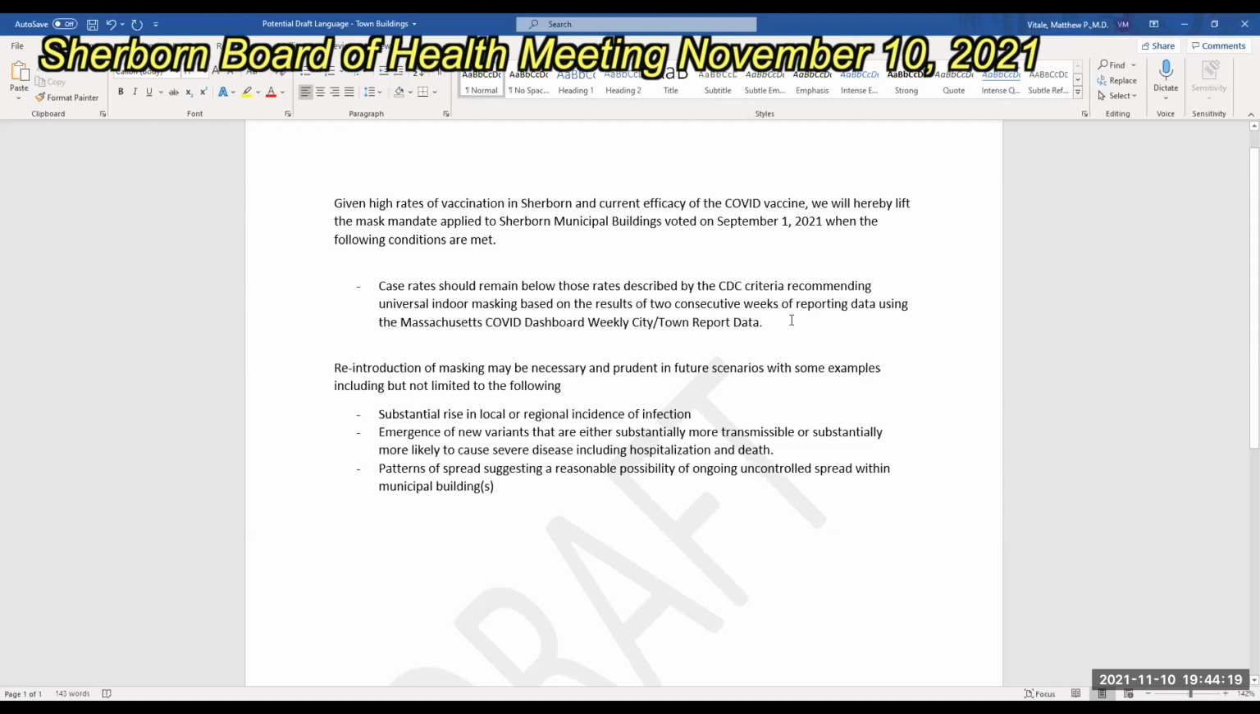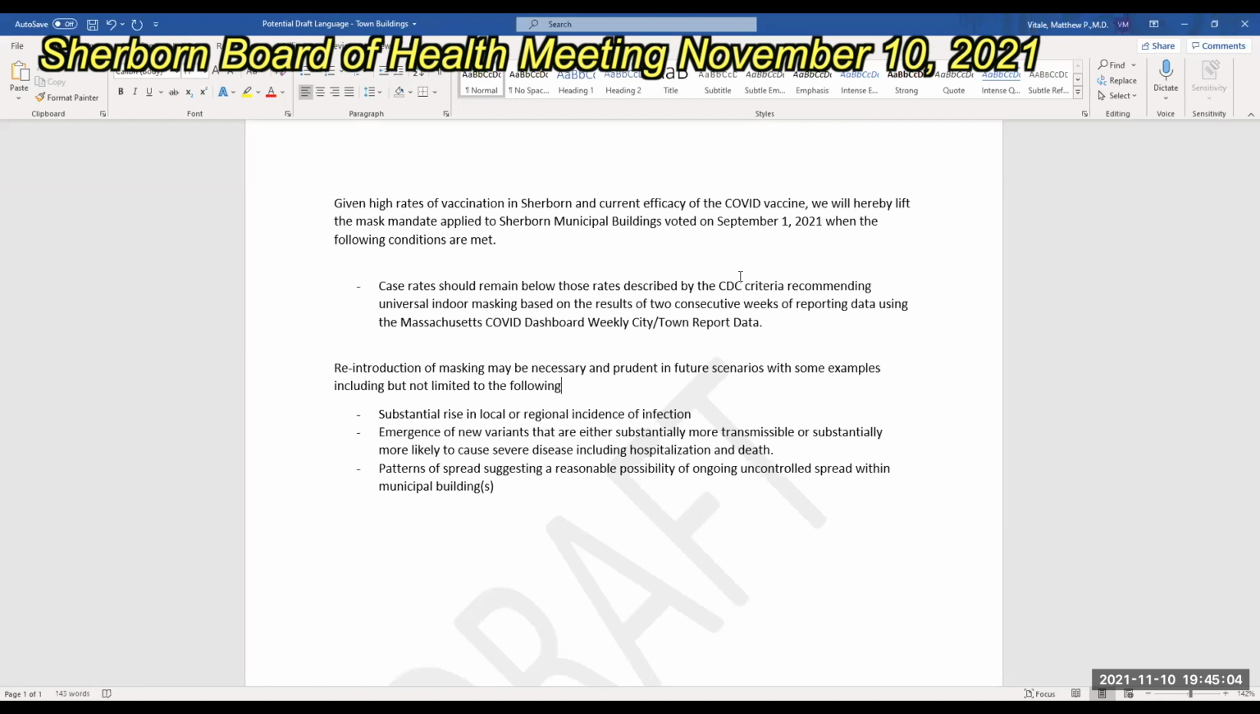Similarly, reintroduction of masking may be necessary and prudent in future scenarios, with some examples including, but not limited to, the following. Again, no barn party in this scenario, but a substantial rise in local or regional incidence of infection; emergence of new variants that are either substantially more transmissible or substantially more likely to cause severe disease, including hospitalization or death; or patterns of spread suggesting a reasonable possibility of ongoing uncontrolled spread within a municipal building or buildings. In that scenario, I'm thinking about it a little bit like, if we had some level of concern that, not unlike school, there's a specific pattern of transmission or risk.